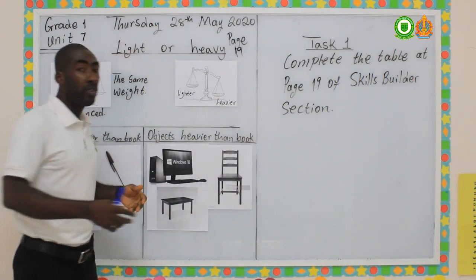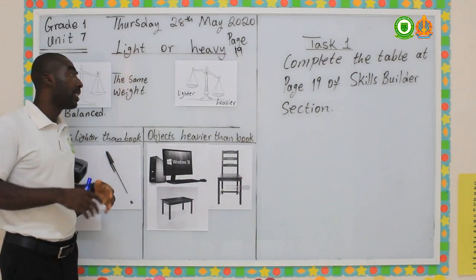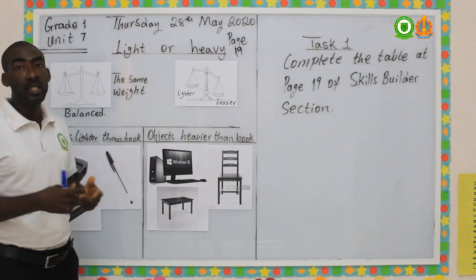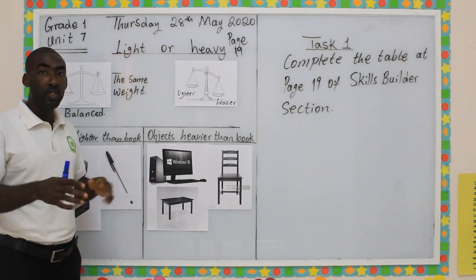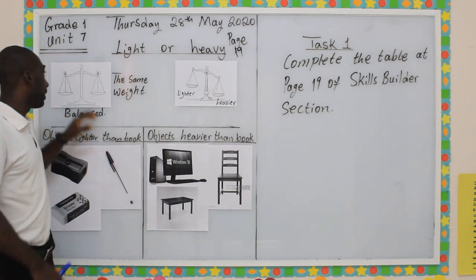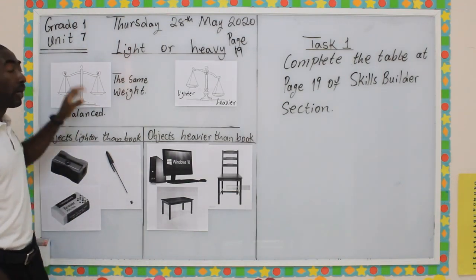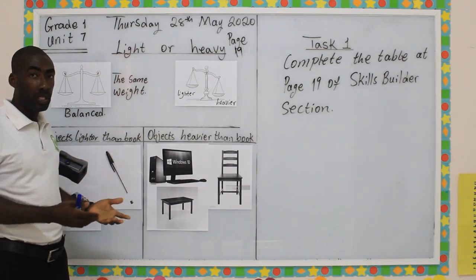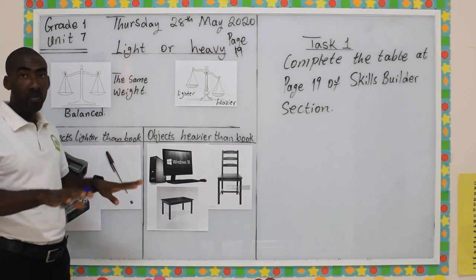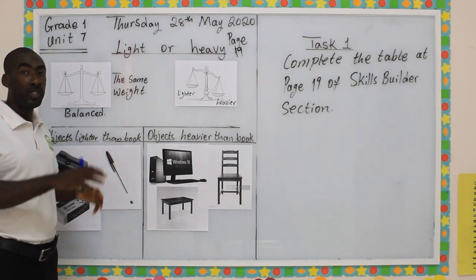Before you can know that an object is light or heavy, you need a scale to determine the level of weight that you are dealing with. This is an example of a scale that will help you to know the difference between two objects, whether they are of the same weight or they are of different weights.